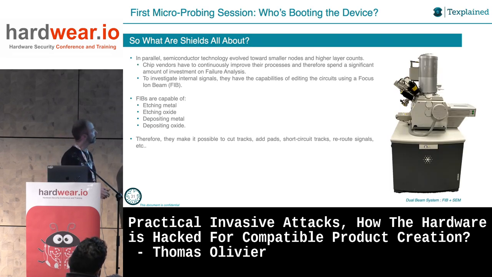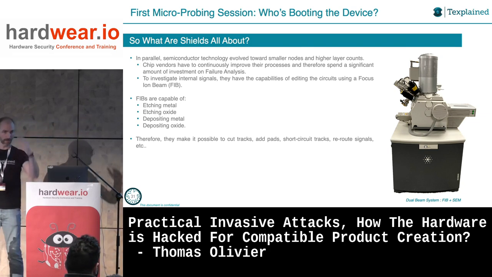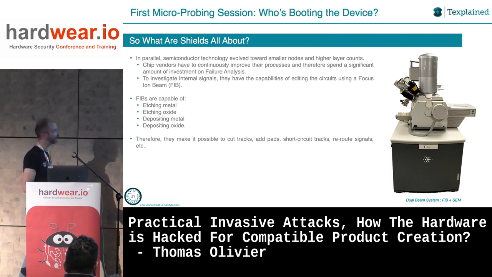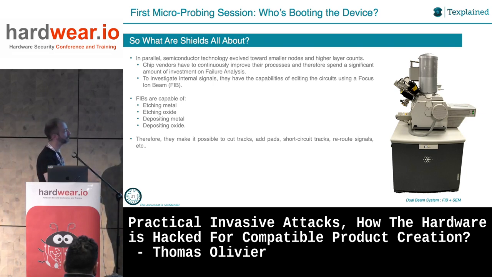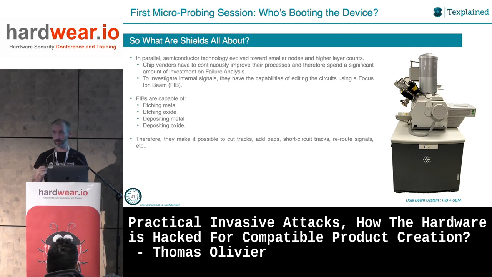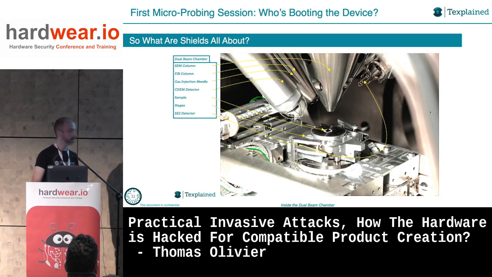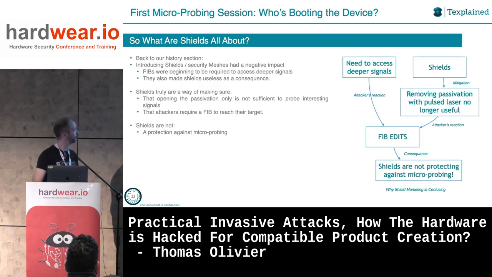But in the process, attackers needed to access deeper signals in the stack of layers of the chip, and they were starting to use FIBs. So that's a FIB. And a FIB is capable of removing metal, removing oxide, depositing metal, and depositing oxide. So basically, you can reroute circuitry at the nanometer scale, which is fun. And that's the inside of a FIB, nothing too special.